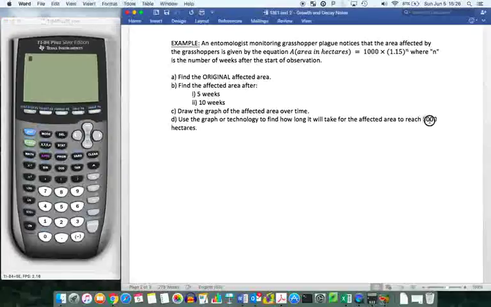So this is the only one where you're not just substituting into n. This is the one where it says, what is n going to be? How long is it going to take for the area in hectares to be 8,000?